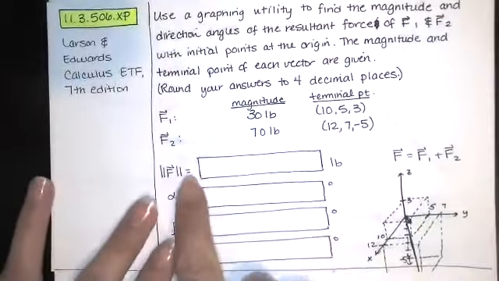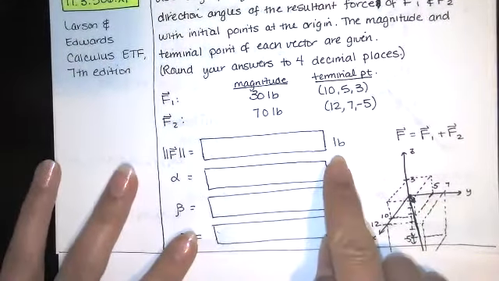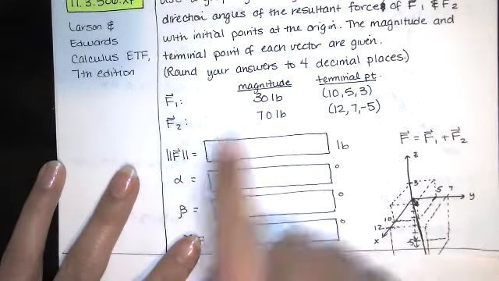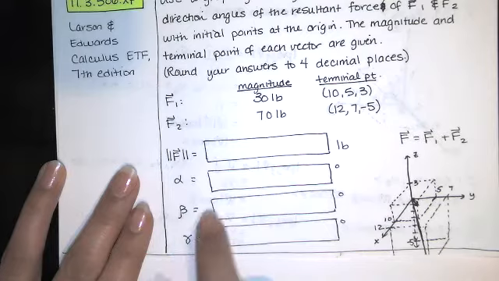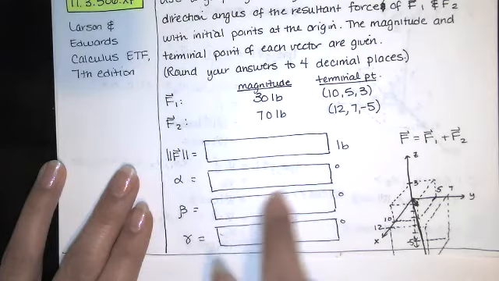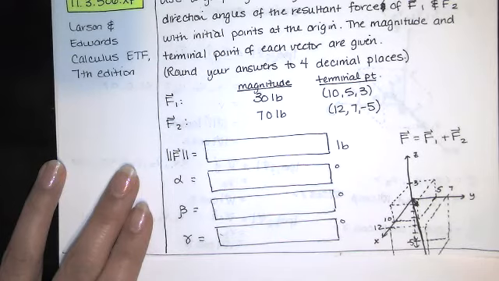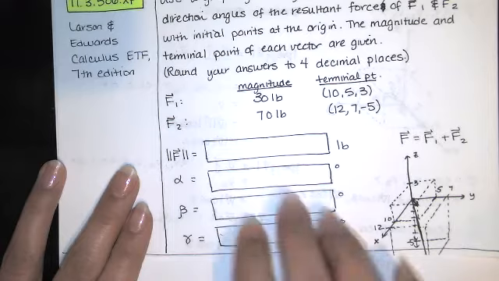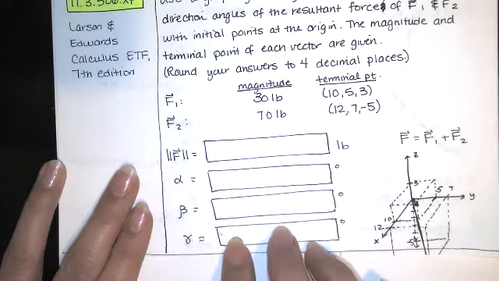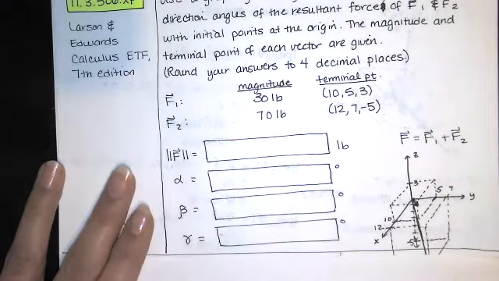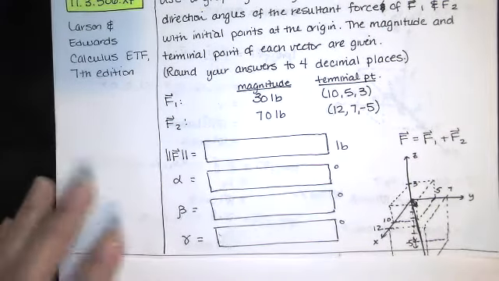Notice that WebAssign is asking for the magnitude in pounds, which makes sense because the 2 forces that they started with were given to us in pounds. And then they show us alpha, beta, and gamma, and they leave a space, and they have that little symbol there. That means they want their angles in degrees, not radians. So make sure your calculator is in degree mode before you write these answers in here. And notice we're also asked to round our answers to 4 decimal places.